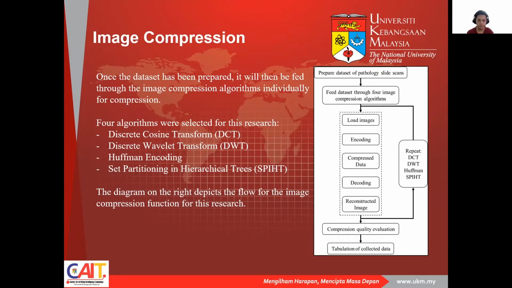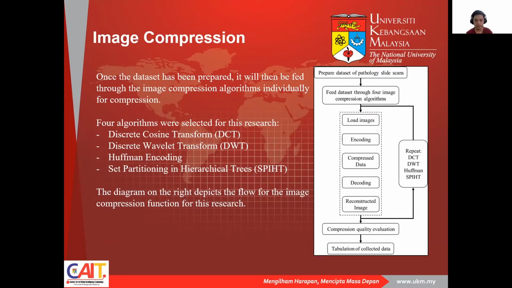The diagram on the right depicts the flow for the image compression function for this research. We prepare a dataset, and once it has been prepared, we feed it through the 4 algorithms. Within the 4 algorithms, the images are loaded, encoded, and compressed. After they're compressed, they go through the decoding process and are reconstructed into the reconstructed image, so that we can compare it against the original images in the dataset. The process is repeated 4 times, one time for each algorithm.